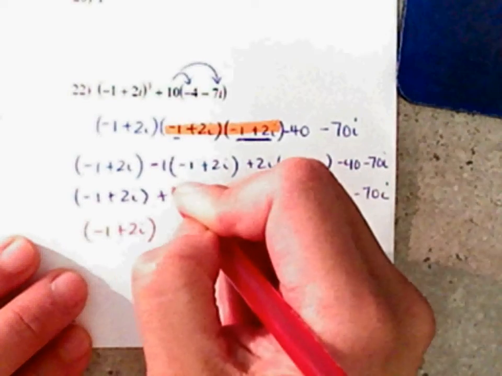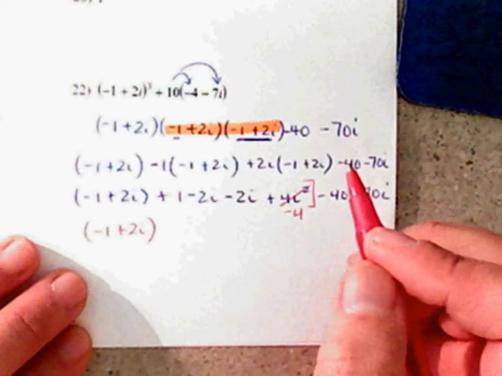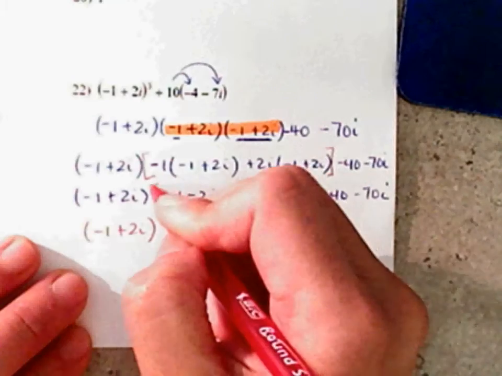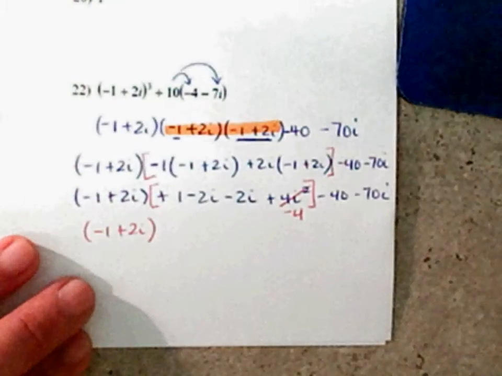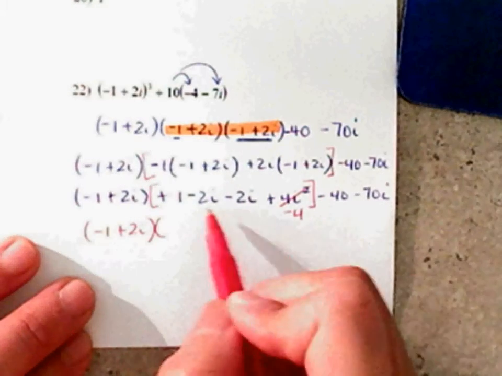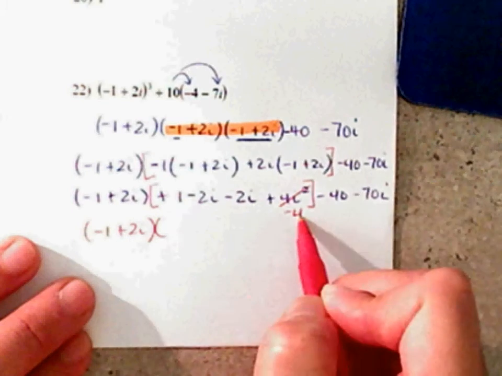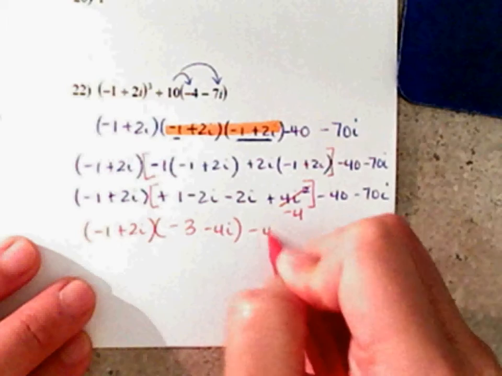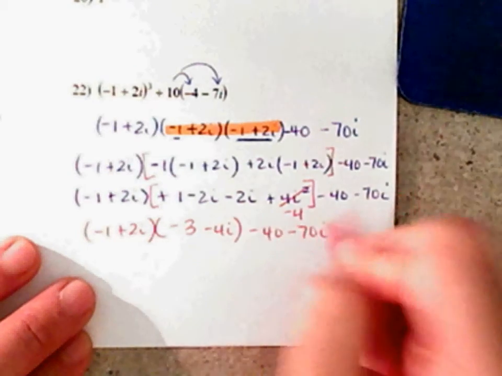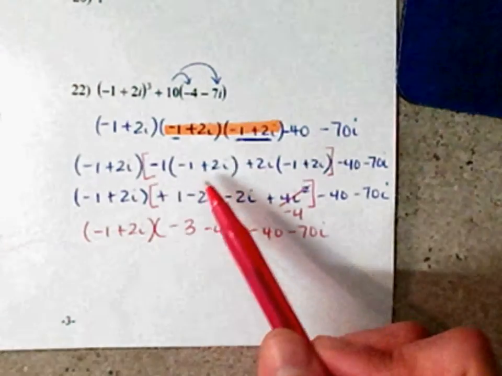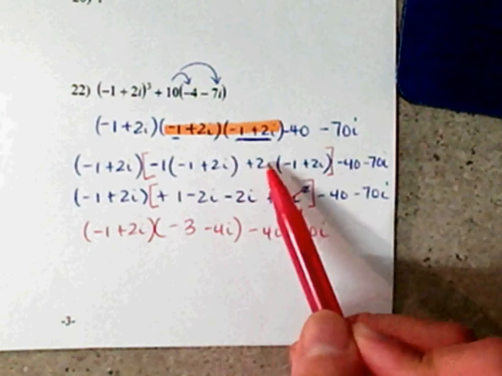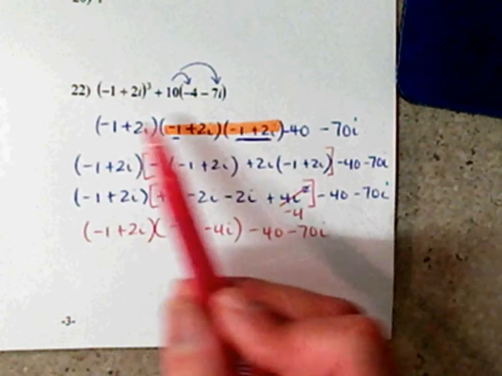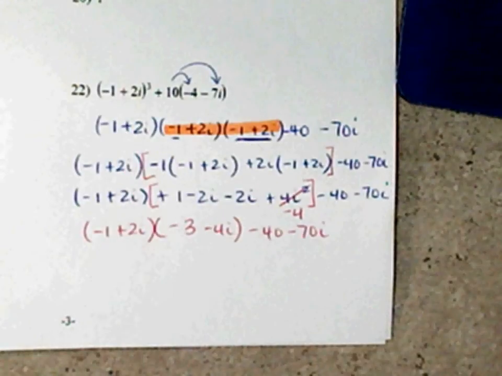My apologies. Okay, I need to add that. See all that? All right. So now what do I have? 1 minus 4 is negative 3 minus 4i minus 40 minus 70i. Because all I did was multiply these two, so I need to still keep them as a group for now. Because I have to multiply these times this part, okay? And that's your next step.